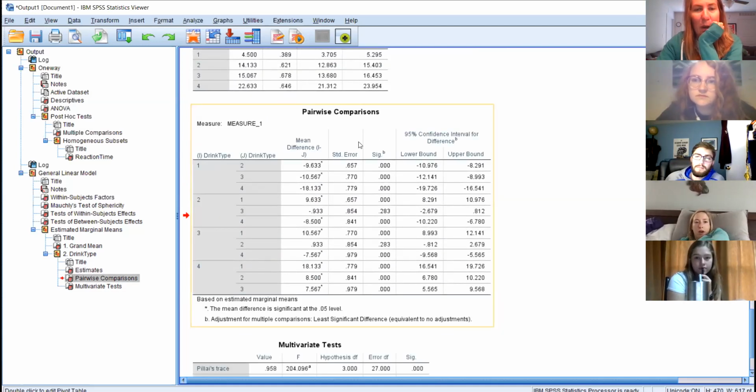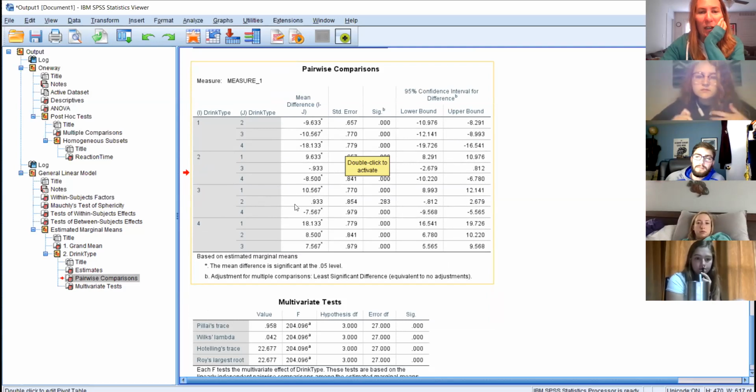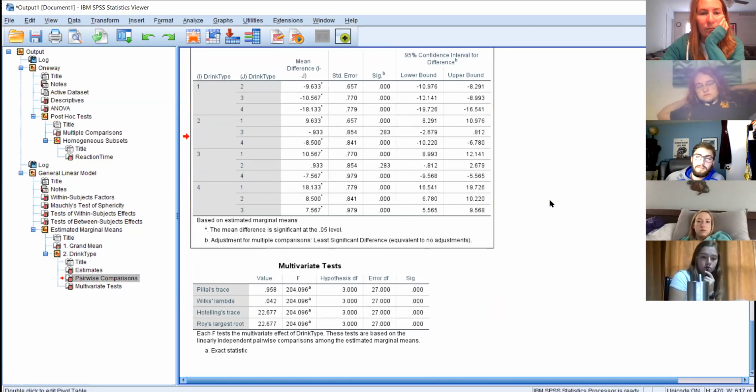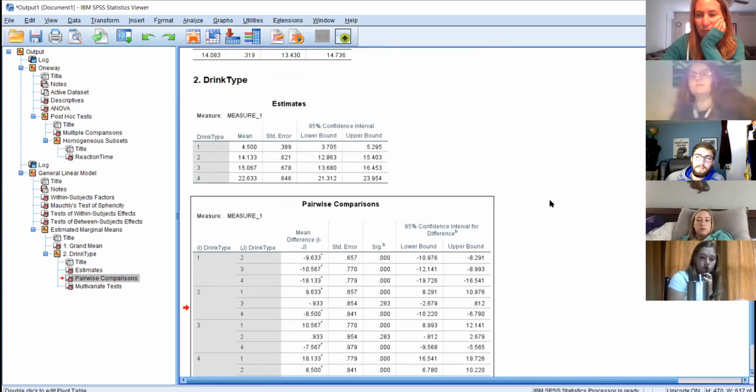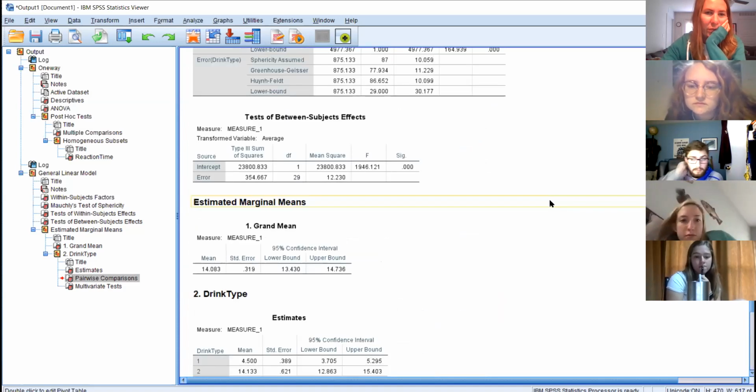Yeah, so here's the pairwise comparisons chart. This is the same thing that was going on before. You can see the same thing is happening where decaf and half calf are not significant from each other, but the other ones are. Okay.